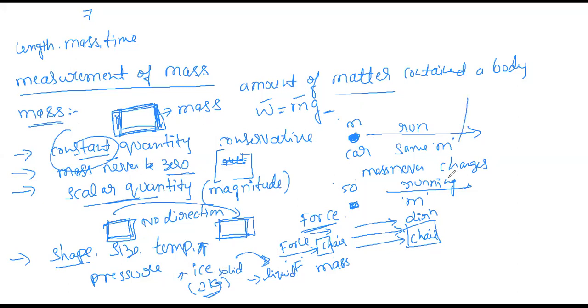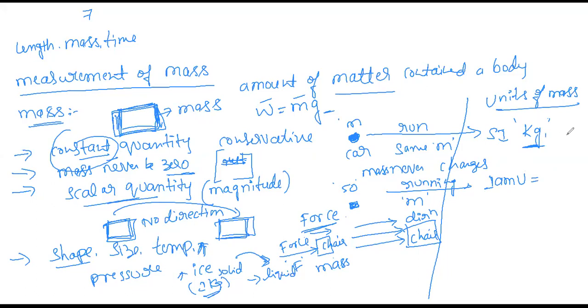Then coming to the units of mass. What is the SI unit of mass? The SI unit of mass is the kilogram, kg. The standard unit of length is the meter, and of mass, the kg. Another practical unit is the atomic mass unit. If the mass is large, we use the kg. If the mass is very small, how do we measure nuclear mass or atomic mass?